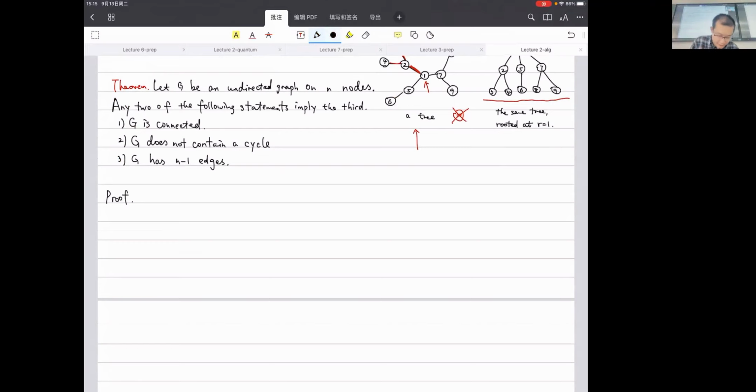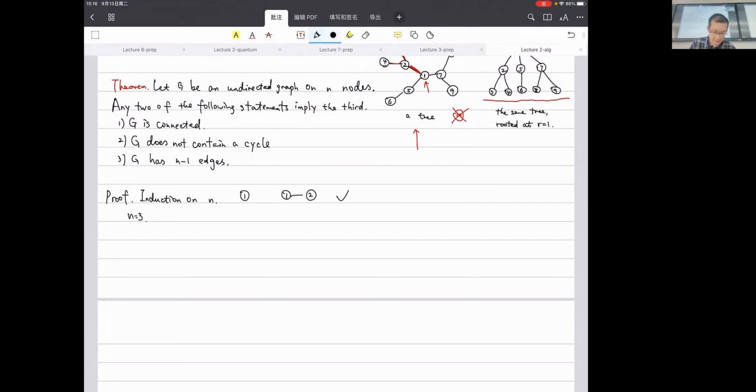So our proof is going to be based on induction on n. In general, when we talk about graphs, if n equals 1, it's just a node, or maybe n equals 2, but this is probably just trivial. Let's just say n equals 3. So let's consider a graph with n equals 3, and we consider all these conditions.